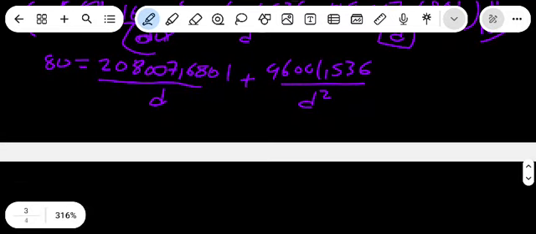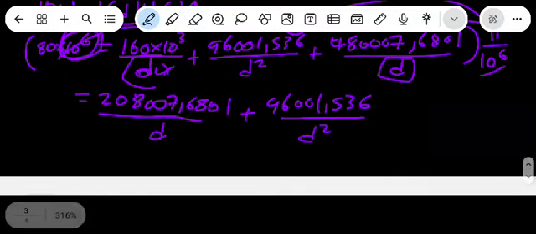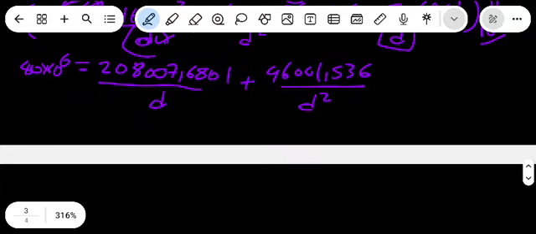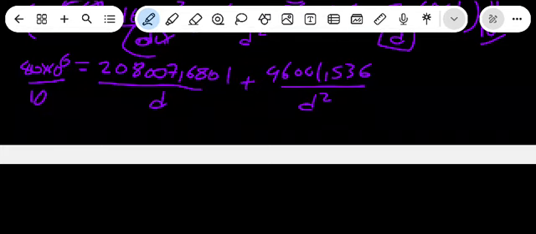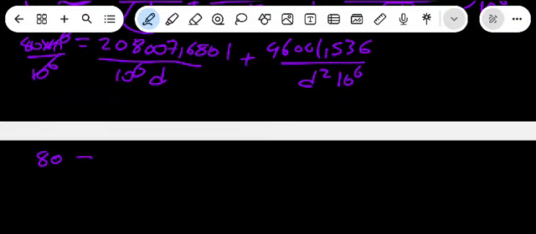Remember here I still have 80 times 10 to the power of 6. I make this easy, so I can divide by 10 raised to the power of 6 throughout. You can use any maths that you prefer. So this and this will cancel, and I'm left with 80.